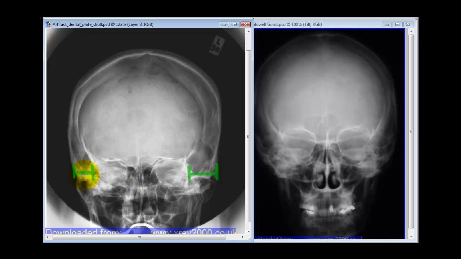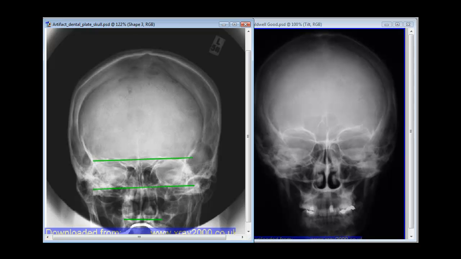Because the orbits are anterior, again, if you turn the head to the right, there's going to be less distance between that outer margin and the lateral margin of the skull on the right side. That's only going to elongate that difference on the left. So that supports our theory that the skull is rotated to the patient's right.